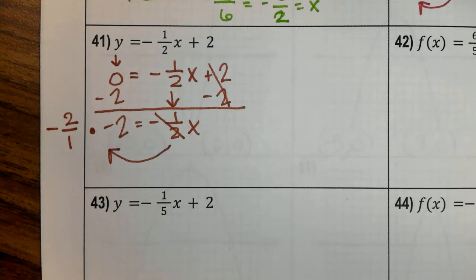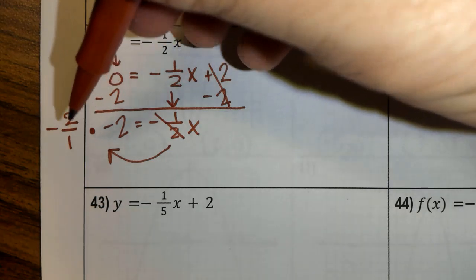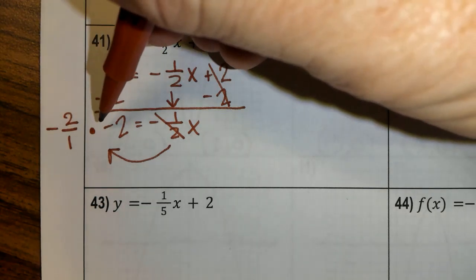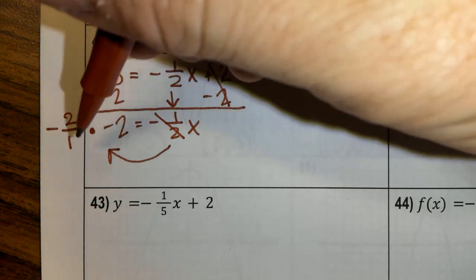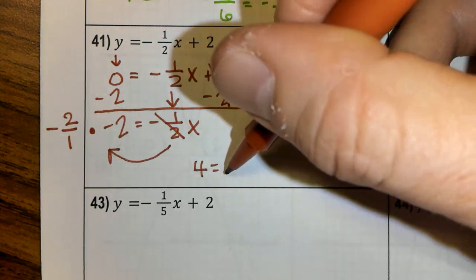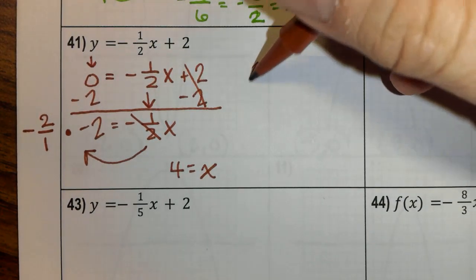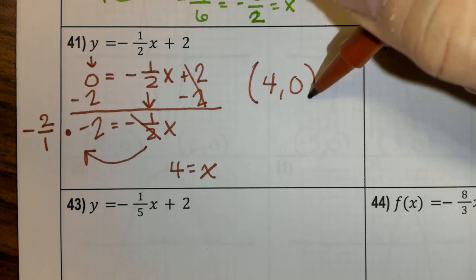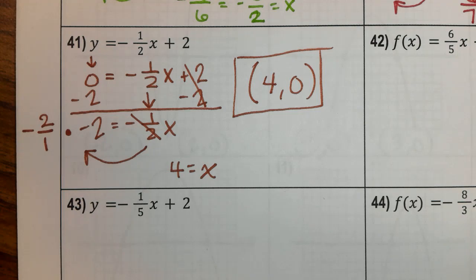There we go. There's a negative. So when we multiply a fraction and a whole number, start with the whole number, multiply by the top, divide by the bottom. So negative 2 times negative 2 is positive 4. 4 over 1 is simply just 4. Okay, so if x equals 4, our answer is 4, 0. And we're done.